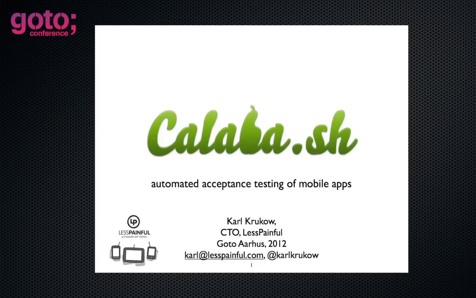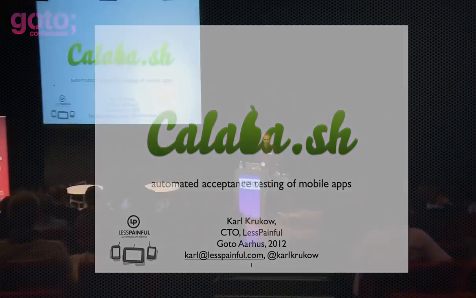All right, welcome. I'm going to talk about a project called Calabash. As the title says, it's a project for doing automated acceptance testing for mobile apps. It is an open source project. It's free to use. It's open in the sense that you can contribute to it.